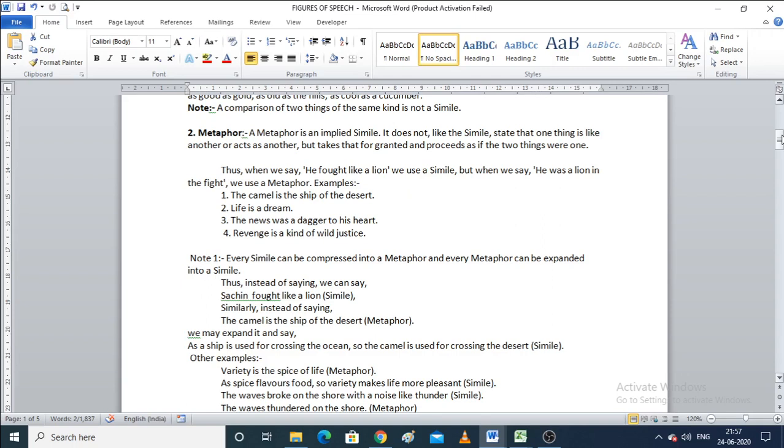Now focus on these two. This is very important, guys. You need to see this. He fought like a lion is a simile, but he was a lion in the fight is a metaphor. He is a boy, right? Can a boy be a lion? No, right? But still we are using the phrase that he was a lion, which means he was very brave in that fight. So to depict that bravery, they use the word lion. So this is known as metaphor.